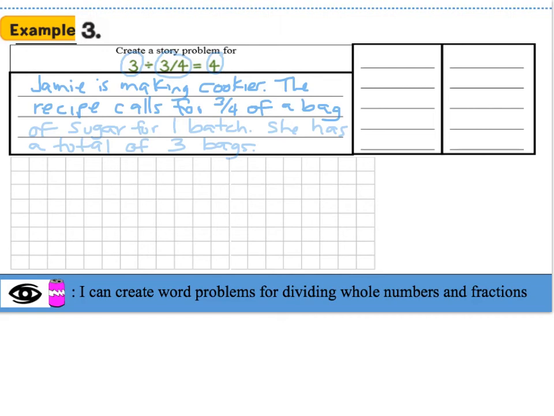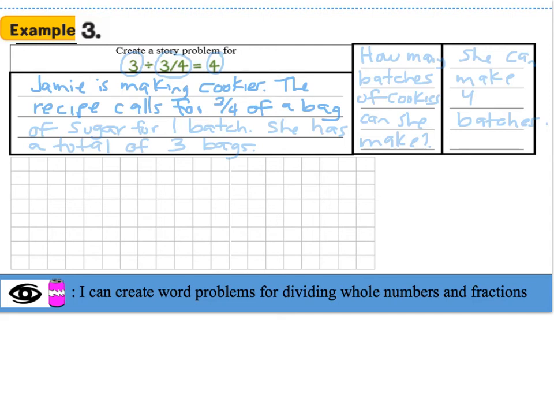Now let's go ahead and ask ourselves a question about this. How many batches of cookies can she make? So given the amount of ingredients that she has, how many batches can she make? And after looking at the answer, we know that she can make 4 batches. So given what she has, she can make a total of 4 batches.